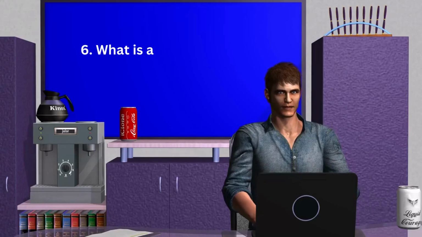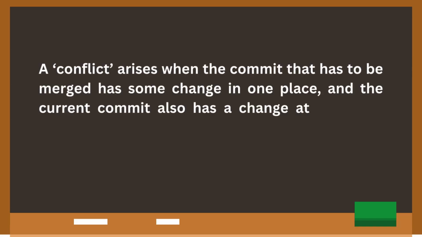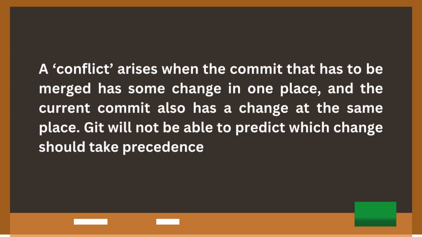6. What is a conflict in Git? A conflict arises when the commit that has to be merged has some change in one place, and the current commit also has a change at the same place. Git will not be able to predict which change should take precedence.